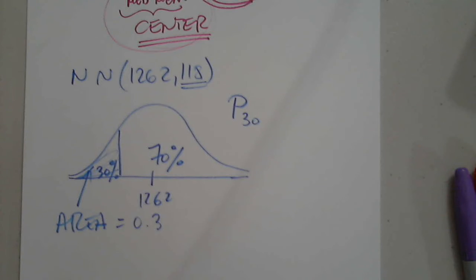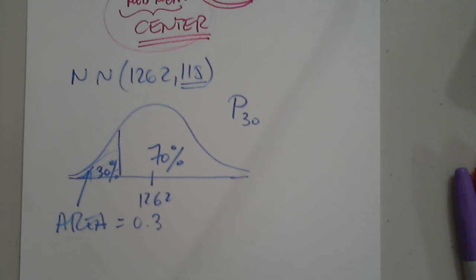So with inv norm, select 3, area to the left, 0.3. The mean is 1,262. Standard deviation is 118. And yes, we are looking at the left tail. Area to the left, paste. So area to the left, mean, standard deviation, and I guess these newer calculators can do whatever else. But with the older calculators, you always have to give the left area, not anything else, in order to determine the inv norm.